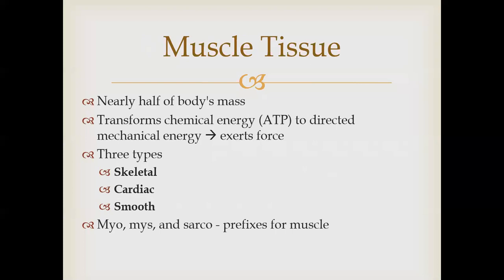All right, so next is asking us to look at the prefixes that are used for muscles. So throughout your text reading, you may see any one of these 3, myo, mys, or sarco, used as prefixes for muscles. So myo means muscle, mys also means muscle, and sarco means flesh.